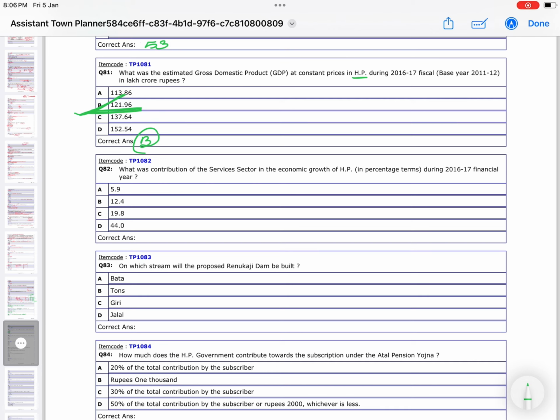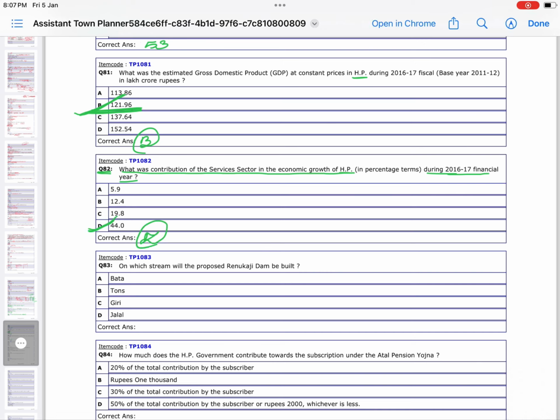The answer is 1.21, decimal 0.696. Coming on to question number 82. What was the contribution of the service sector in economic growth of HP during 2016 and 17 final year? It was 44. So the answer D is the correct option here.